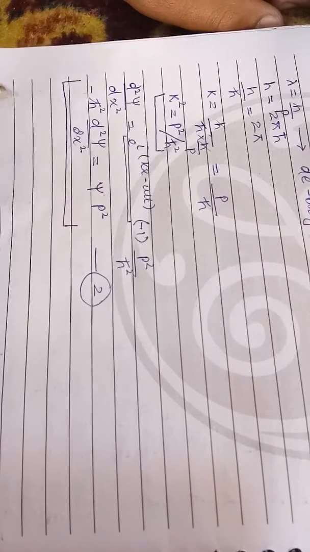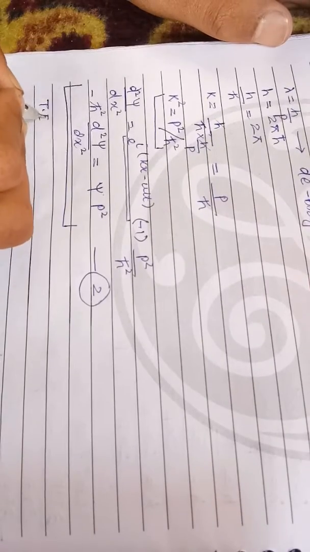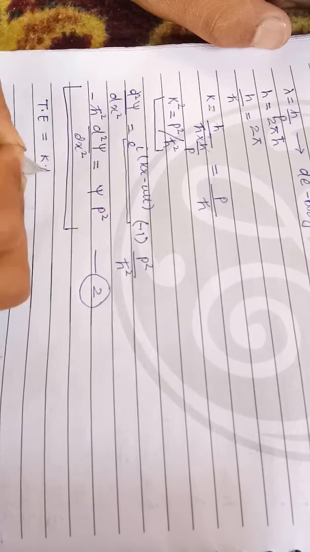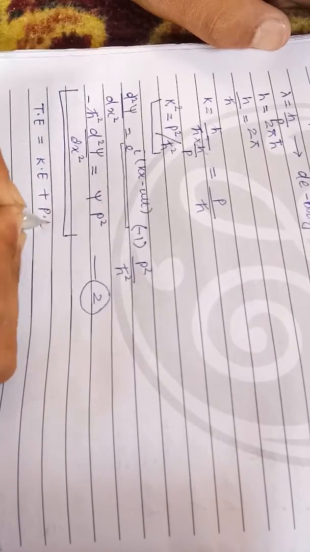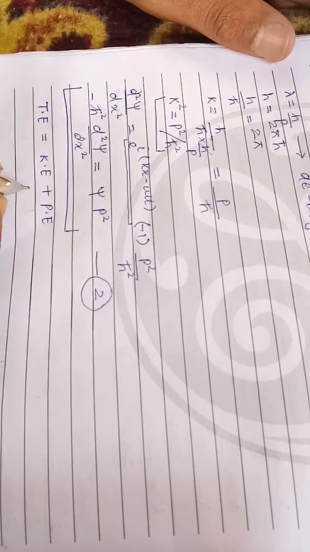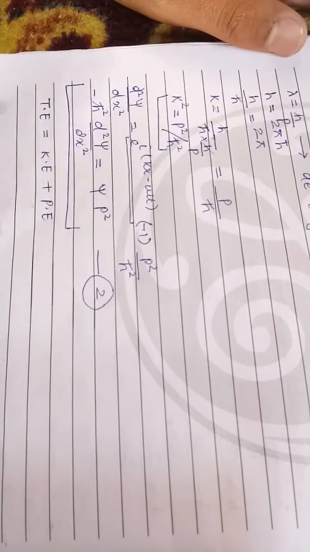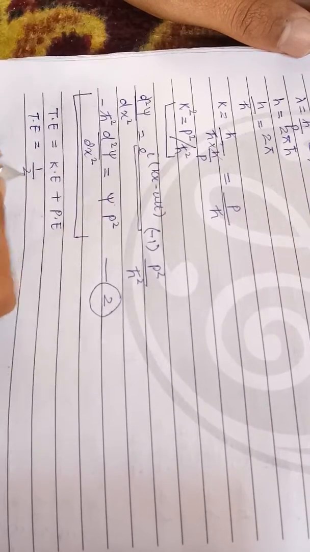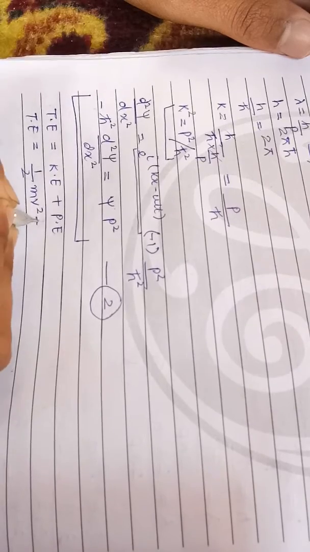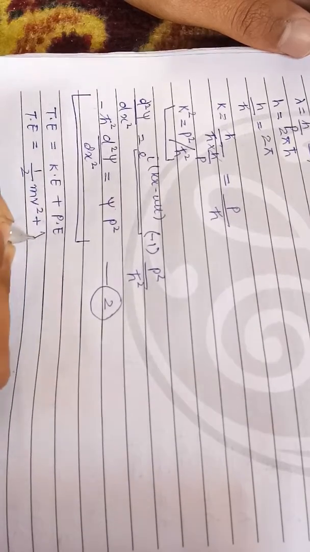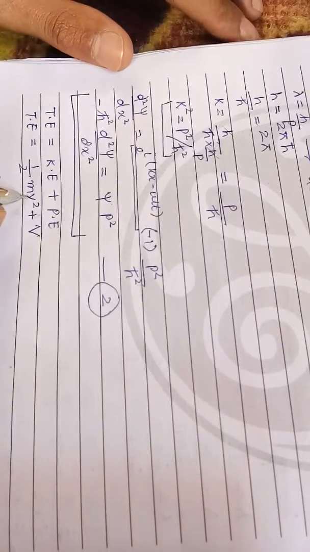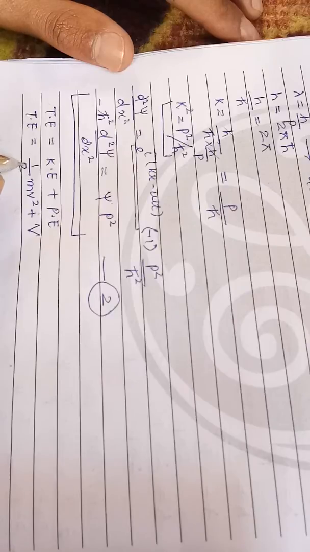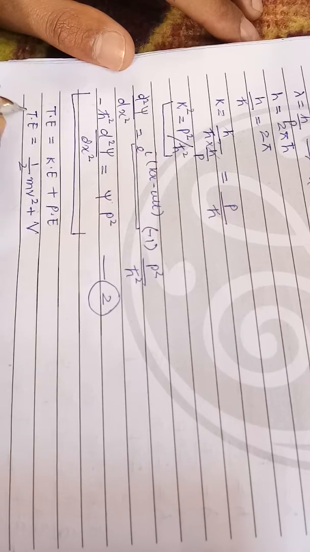Let me call this one as equation second. Now again, from the basics of physics, I know total energy is equal to kinetic energy plus potential energy in a mechanical system. That means total energy equals, from the basic formula of kinetic energy, 1 by 2 mv square plus, let me represent potential energy as capital V. Don't confuse this V with this v. This is the velocity of the particle, which is having the kinetic energy equal to this, and this is the potential energy of the same particle and the mechanical energy.